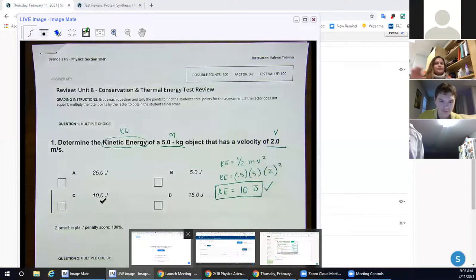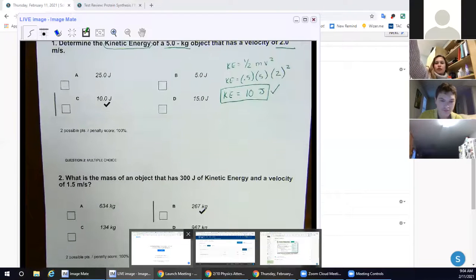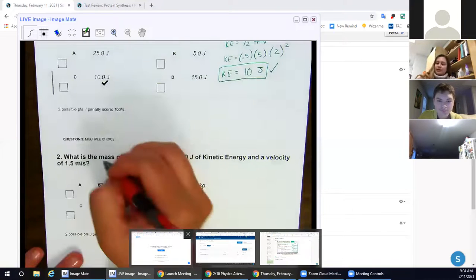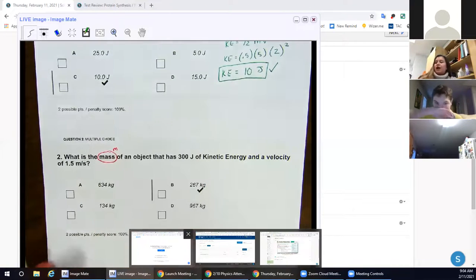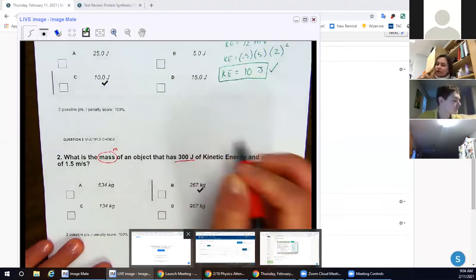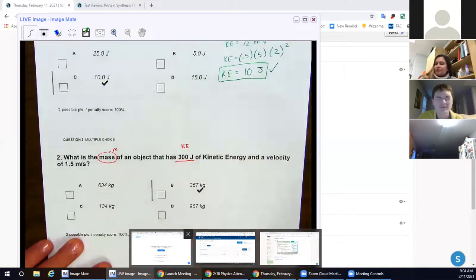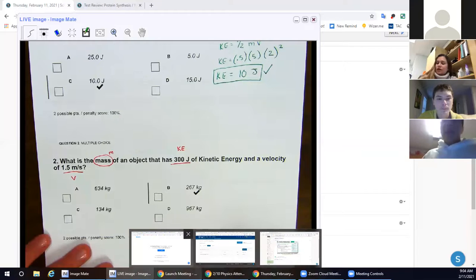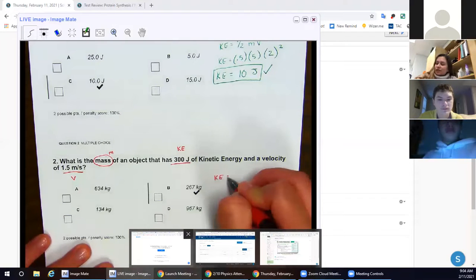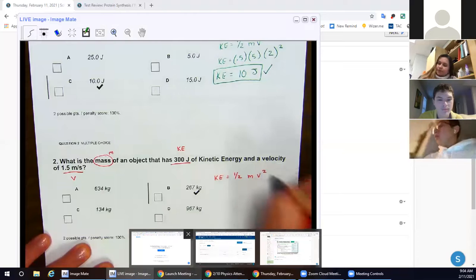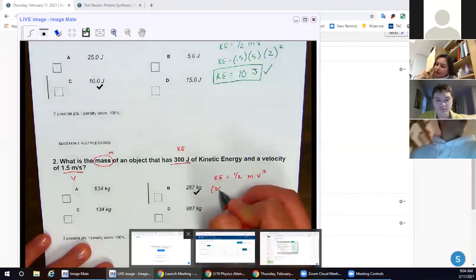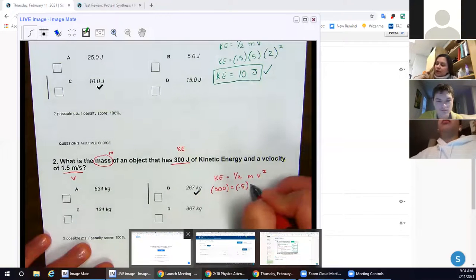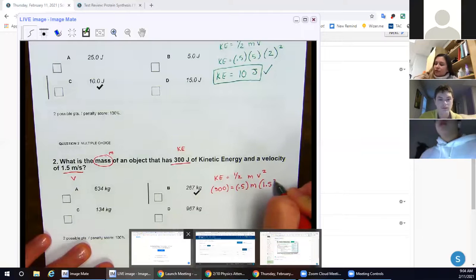Number 2. What is the mass? So we're looking for mass of an object that has 300 joules of kinetic energy, so that's our kinetic energy, and a velocity of 1.5 meters per second, so that's velocity. So we're going to use that same formula, kinetic energy equals 1/2 mv squared. We know our kinetic energy is 300. 1/2 is the same as 0.5. We're looking for our mass, and our velocity is 1.5 squared.